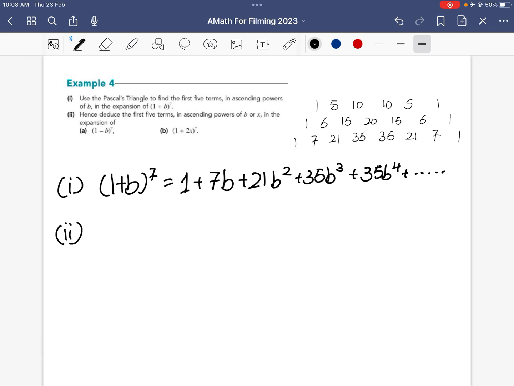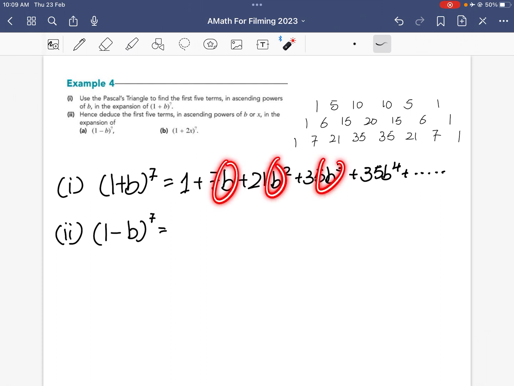Now, part A says this. Hence, deduce the first 5 terms in ascending powers of b or x in the expression of (1 - b) to the power of 7. So earlier, we have already expanded (1 + b) to the power of 7. So now we are trying to expand (1 - b) to the power of 7. Hence deduce. So here is plus b, we get all of this. So now I'm replacing or substituting plus b with negative b.